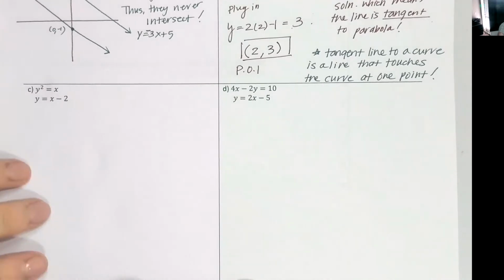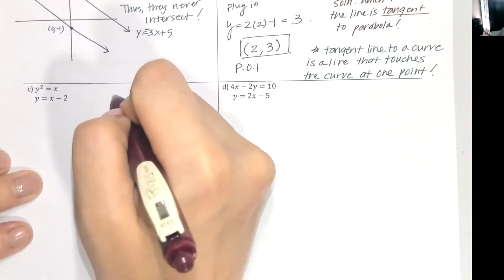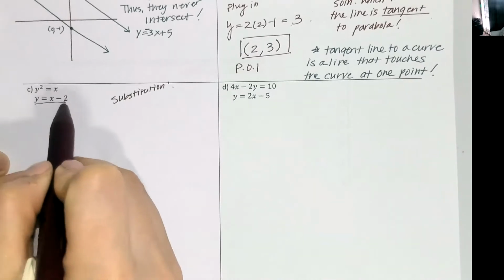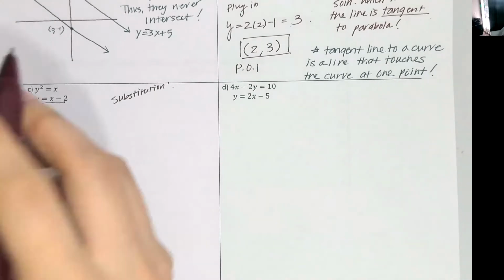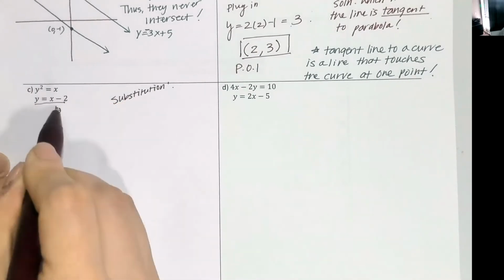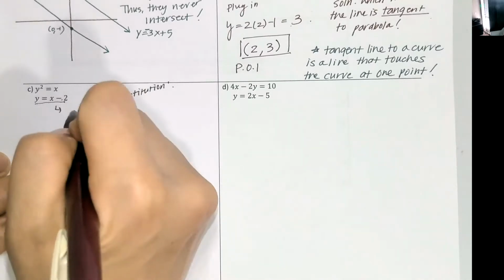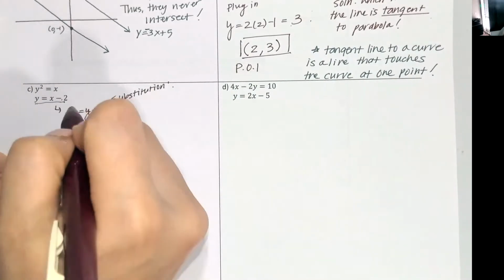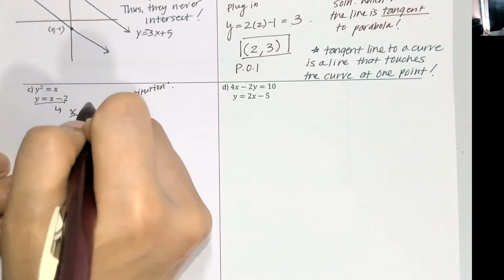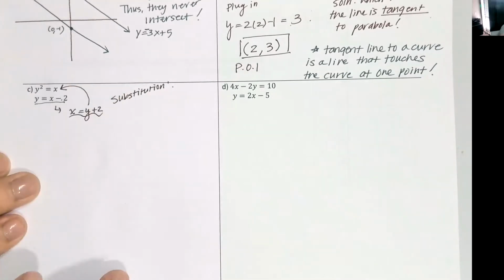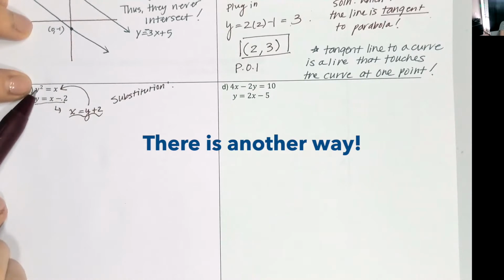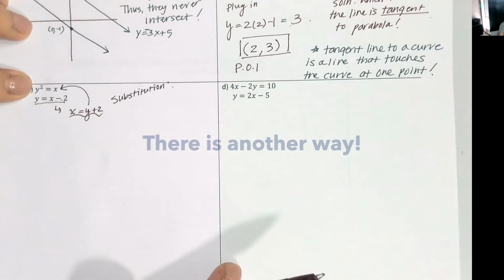This time I'm going to use substitution, where I am going to change this equation in terms of x. So I'm going to add 2 to both sides. So x equals y plus 2. And then plug that x into the x in the first equation. You could have plugged the y squared into the x here. That would have worked too.